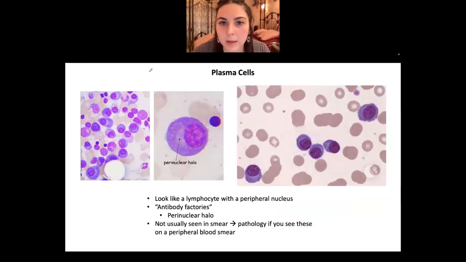Okay. Next is plasma cells. So plasma cells shouldn't be in the peripheral blood. Remember on that one slide I have, plasma cells should be in the bone marrow, right? That's where they should be. They really should not be in the peripheral blood, but if they are, this is what they look like.